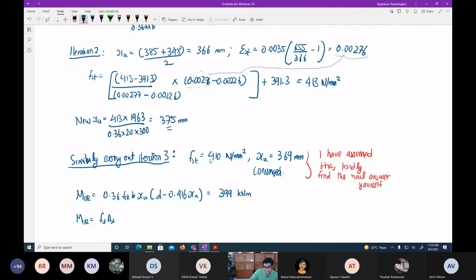Actually, you will get a difference here because I have assumed this 369 and 410. If this is a little bit wrong, then you will not get the same answer. Let me just see whether the values I took here are meaningful or not. FST AST into D minus 0.416 XU. In case this does not come 399, that means the assumption that I made is a little bit bad, but anyway, you can find out the real answer by yourself. This will be a suspense to me. Let's see, how much do you get for FST AST into D minus 0.416 XU?